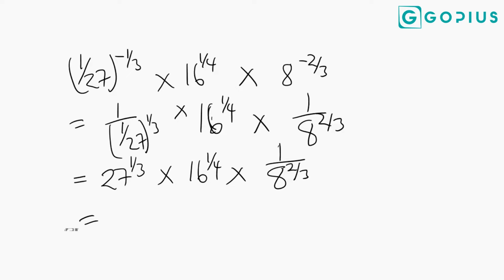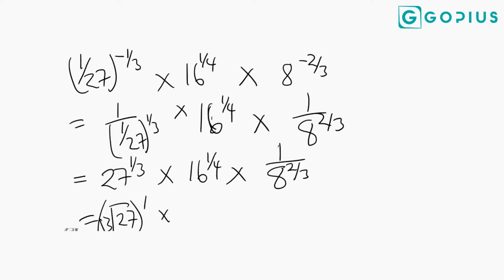So 27 raised to the power 1 over 3 means the denominator, which is 3, takes the root sign, and of course the root sign for 3 is cube root. So we have the cube root of 27, raised to the power 1. 1 is that innocent guy, it is harmless. Okay, times 16 raised to the power 1 over 4.